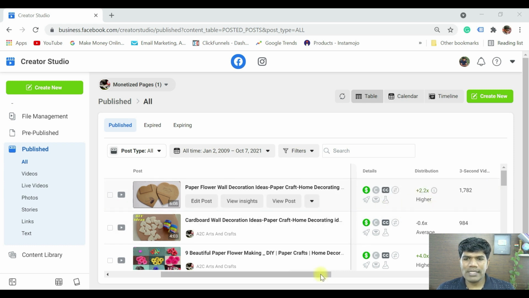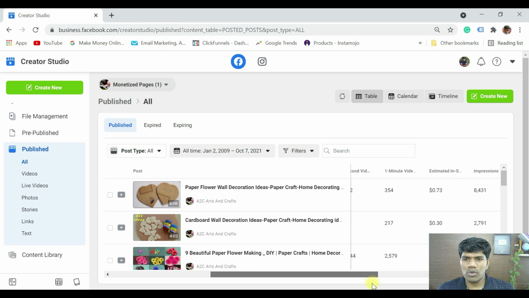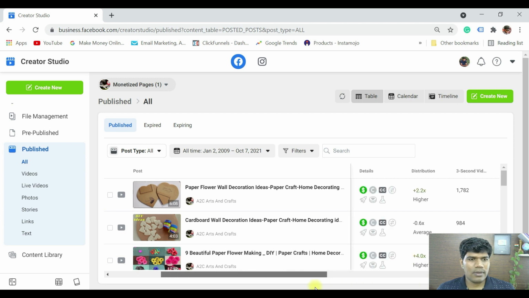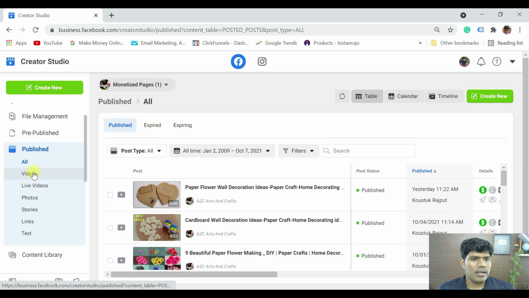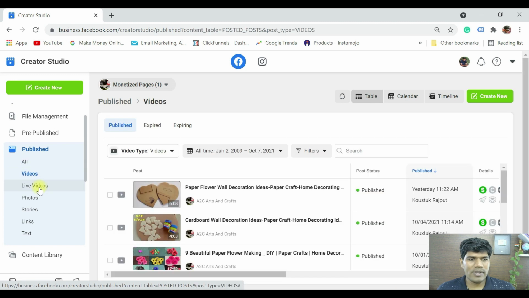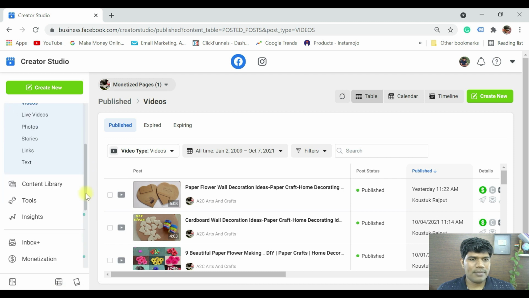So that's the kind of metrics you can see here. Again, you can just scroll towards the right. It is going to give you complete details about how exactly your video has been performing. Now you can click on all or videos, or if you have done live videos, you can see that. Photos, stories, link, text. So it has a lot of things there.